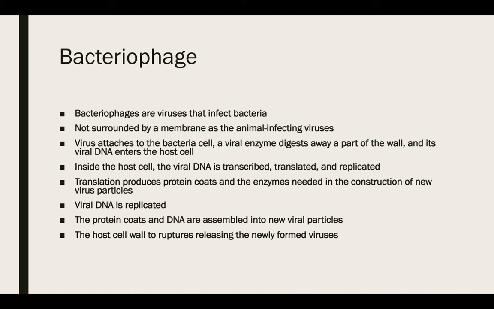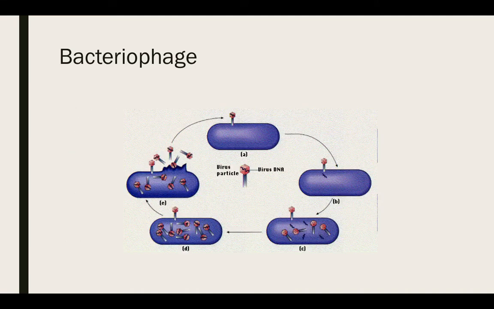A viral enzyme digests away part of the wall, and then the viral DNA enters the host cell. Once it's inside the host cell, the DNA is transcribed, translated, and replicated. This translation produces protein coats and enzymes to construct new viral particles. Then the viral DNA is replicated. The protein coats are assembled, new viral particles are released, the host wall ruptures, and the newly formed viruses go out to infect other cells next to it.